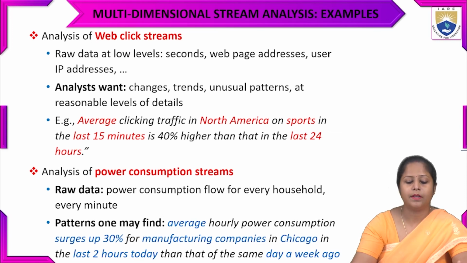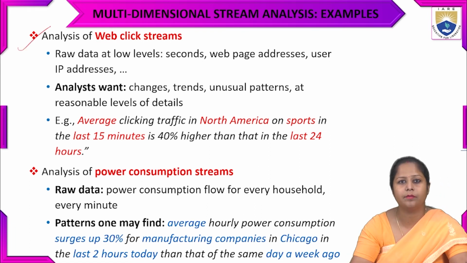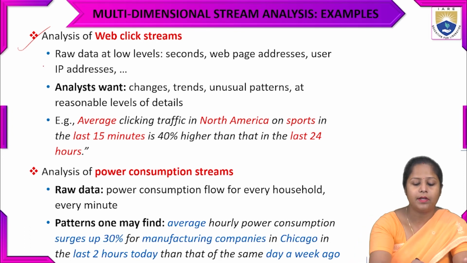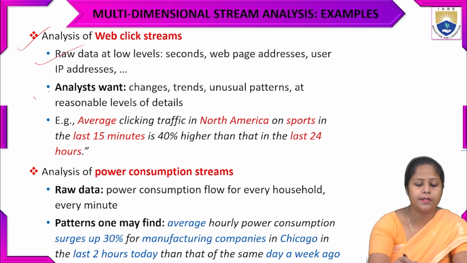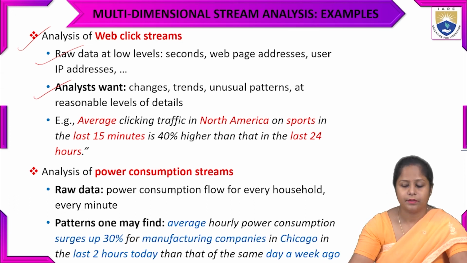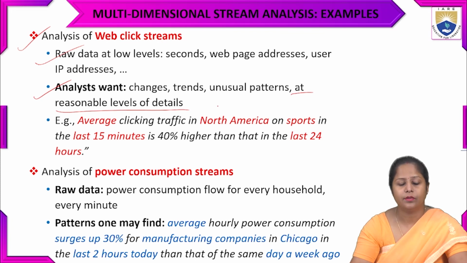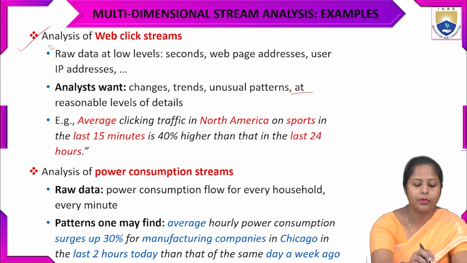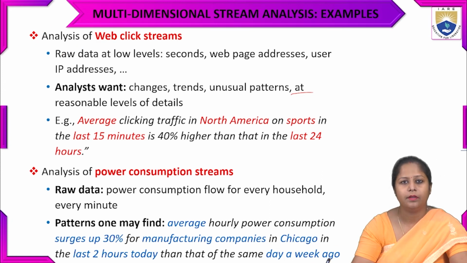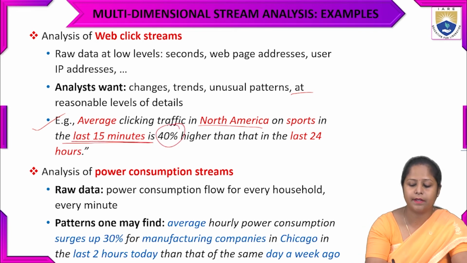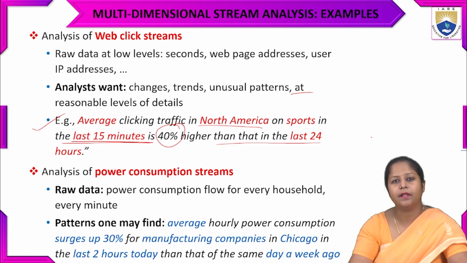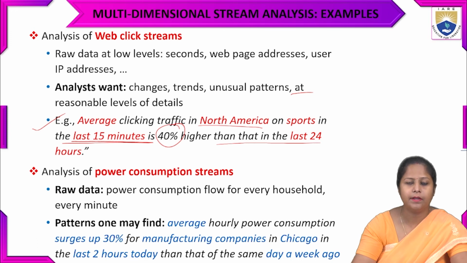Here are some examples. One example is the analysis of web click streams. What are web click streams? They are raw data at low levels: seconds, web page addresses, user IP addresses, etc. Here the analyst wants to find changes, trends and unusual patterns at a reasonable level of detail. For example, if the average clicking traffic in North America on sports in the last 15 minutes is 40% higher than in the last 24 hours, that is the multidimensional stream of web click data, right?